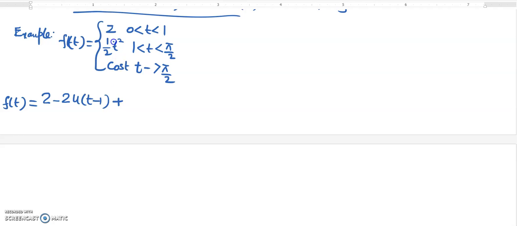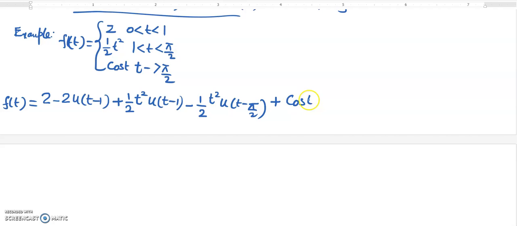Then we will take plus the second function, 1 by 2 t square, and we will multiply it with u of t minus 1, and then minus 1 by 2 t square, we will multiply it with u of t minus pi by 2. Okay, and now we will take the third one, which is cosine of t, and then you will multiply it with u of t minus pi by 2. So this will be the representation of this function.